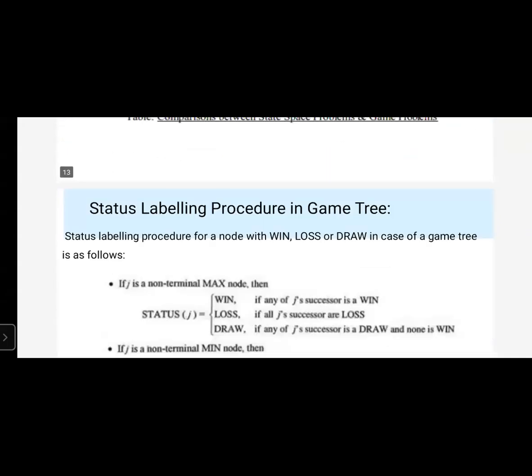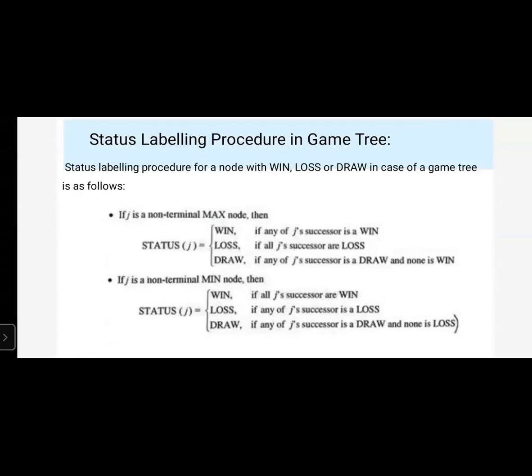Now, state status labeling procedure in game tree. Status is nothing but win, loss, draw. So these are the three types of labels. Okay. Next, the status labeling procedure for a node with win, loss, or draw in case of a game tree is as follows.